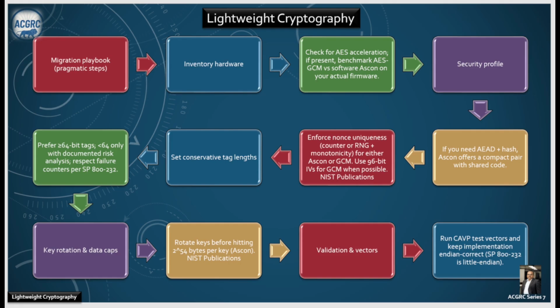Respect failures. Then you move to key rotation and data caps. Rotate keys before hitting 2 to the power 54 bytes per key. References are there in the NIST publication, you can take that. The final is validation vectors. Run your CAVP test vectors and keep implementation constant-time correct.